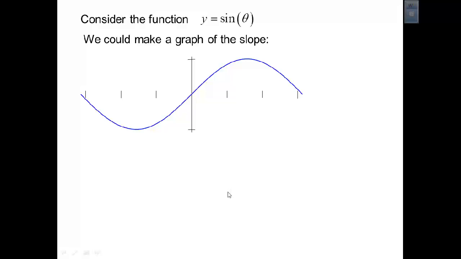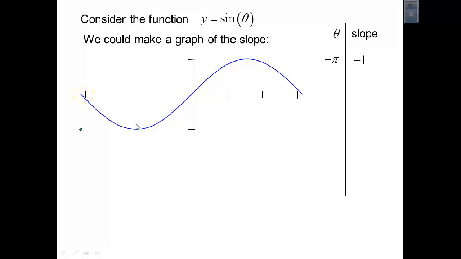So for instance, if we were to make a graph of the slope, just at certain points, pick some out, figure out approximately what the slope is, and then plot those values on the y value in place of that, what would we come up with? Well, let's see. For a given theta, let's say theta is negative pi. What does the slope look like right there? It looks like the slope is going down about as fast as it's going to the side. So we've got a slope there of negative 1.